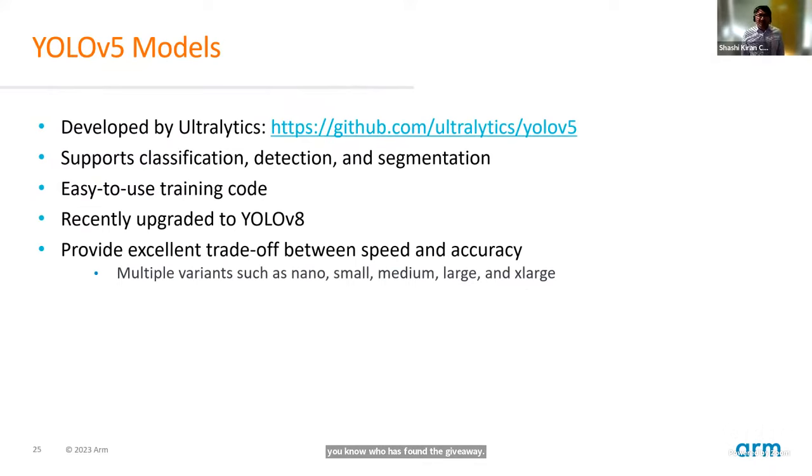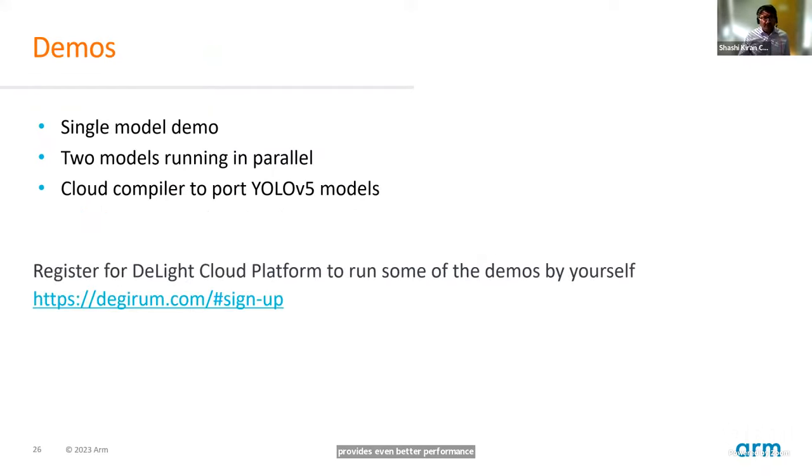So the YOLO V5 models, as I mentioned, developed by Ultralytics, not only support detection, but also classification and segmentation. They have very easy to use training code. This allows people to quickly train their own custom models. And recently they have even upgraded to YOLO V8 that provides even better performance. So with this, I will move to showing the demos.